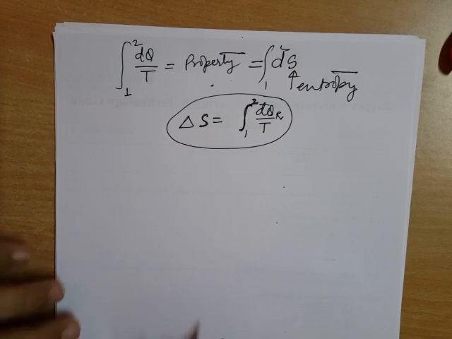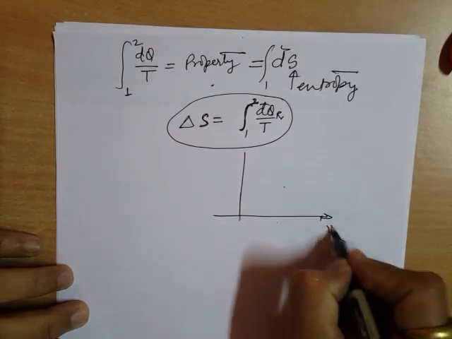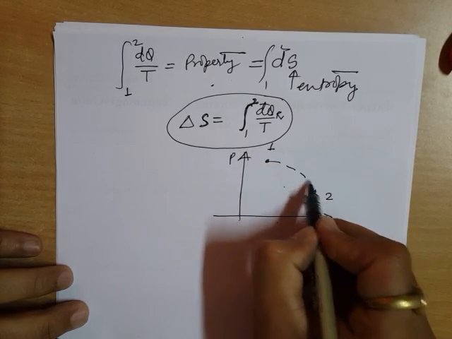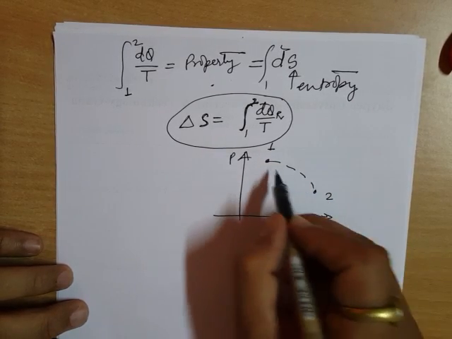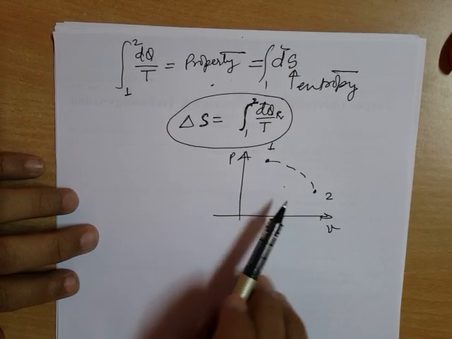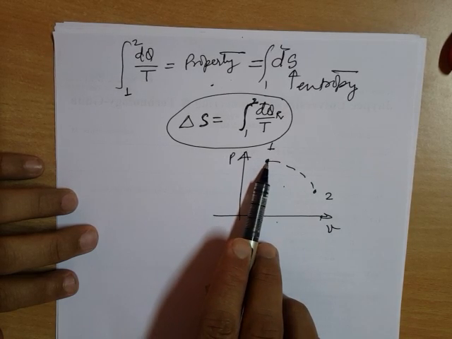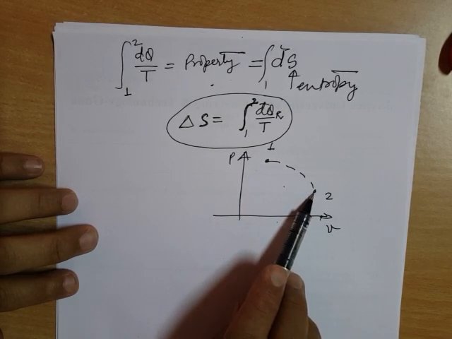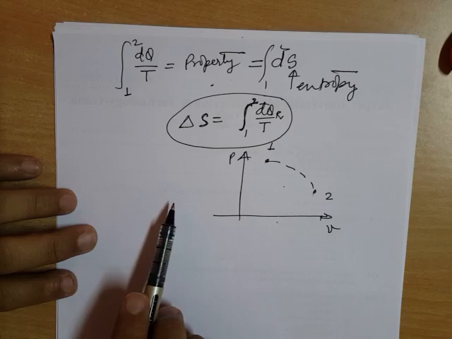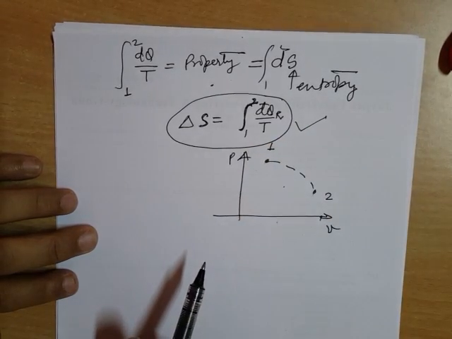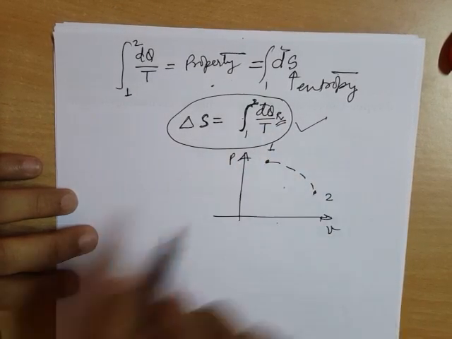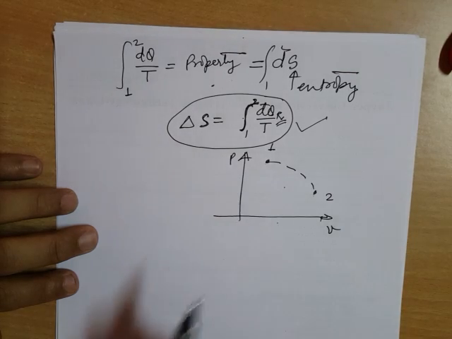Now, consider a case that your system is moving from 1 to 2 along this irreversible path. This dotted line means irreversible path. And now it is asked to find out what is the change in entropy from this point 1 to this point 2 while the system has moved from 1 to 2 along this irreversible path. And you know this, but you will be stuck. Why? Because this integration can only be performed on a reversible path, and you have an irreversible one.